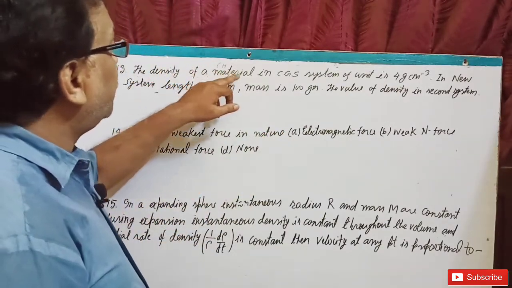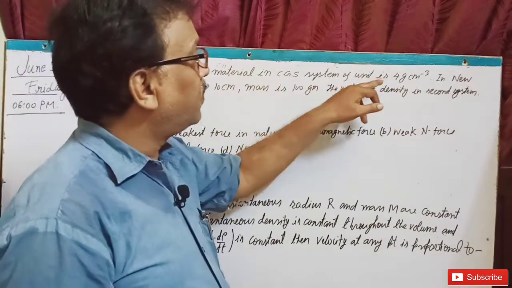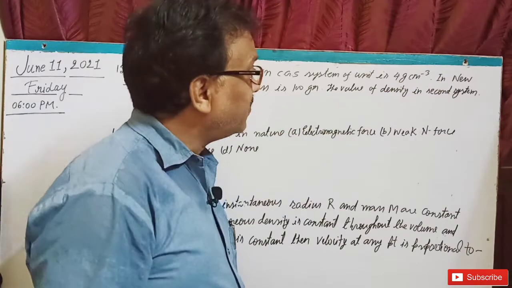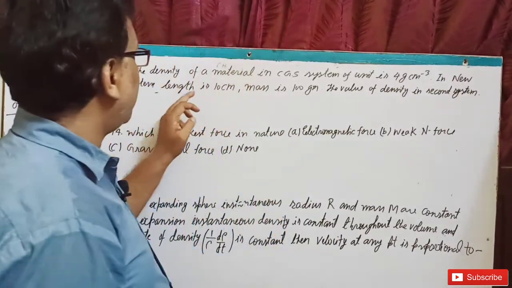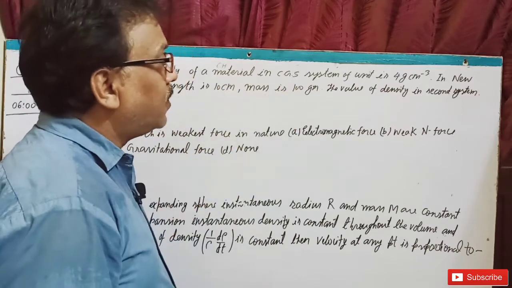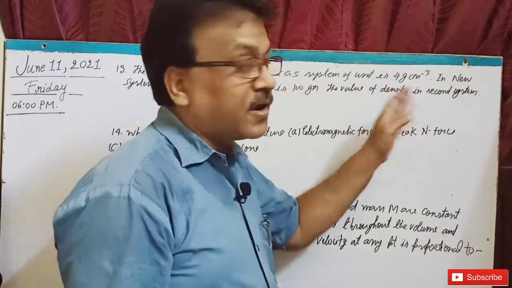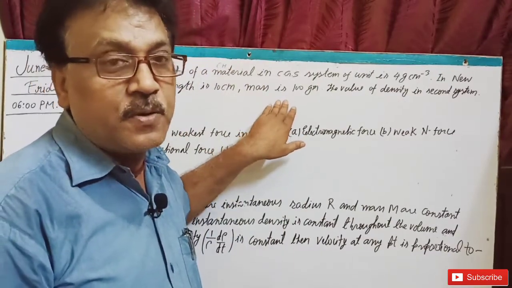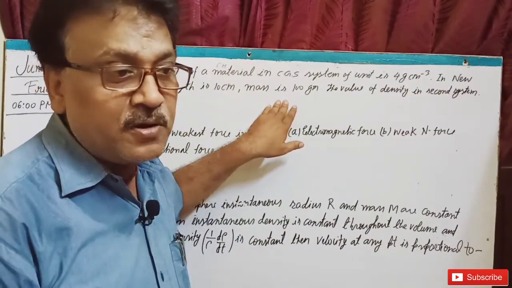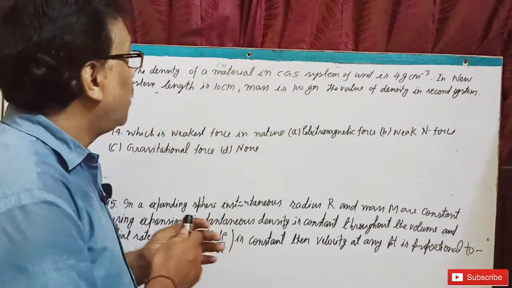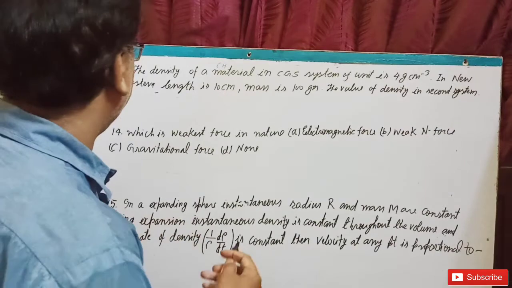The density of a material in the CGS system of units is 4 g centimeter minus 3. In a new system, length is 10 centimeter and mass is 100 gram. What is the value of density in the second system? This question is based on the transformation of dimensional analysis. That is the last application. How can we solve it?